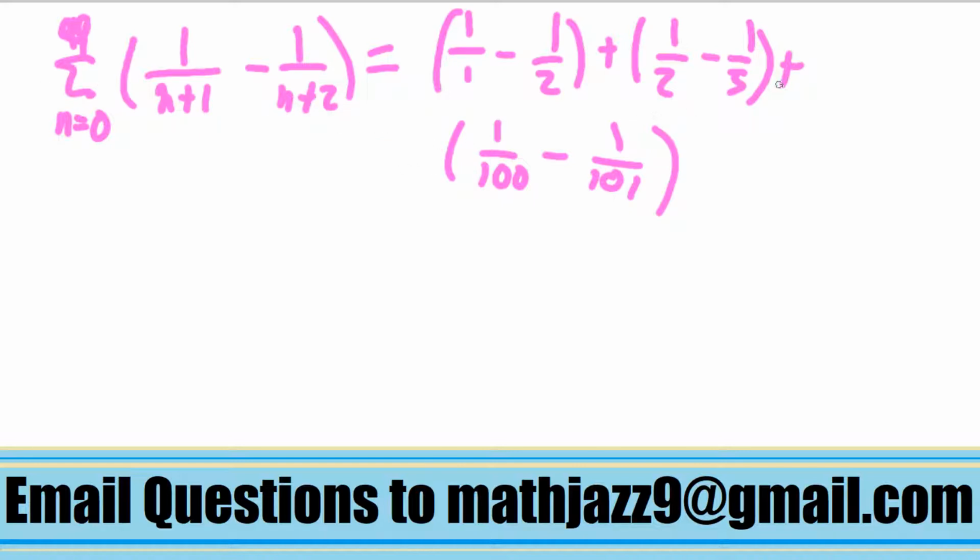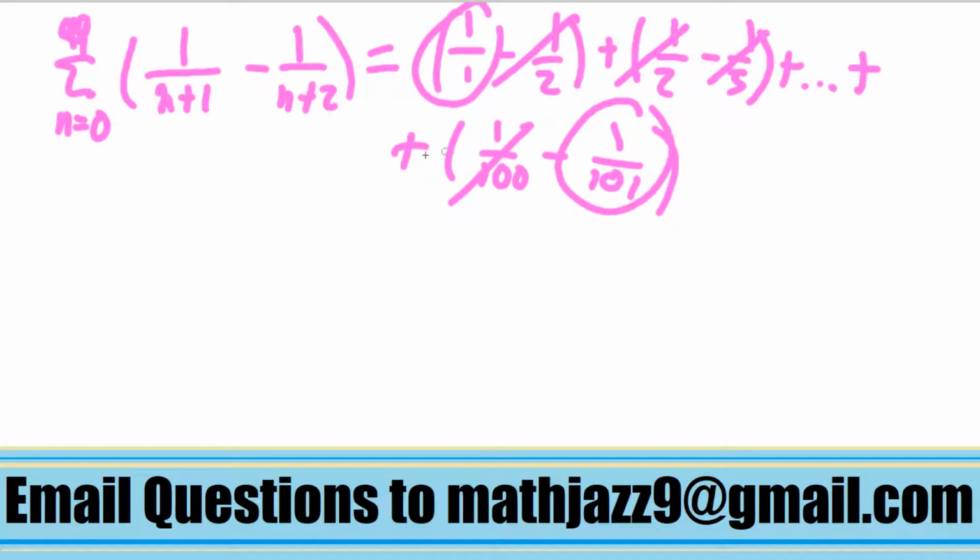So we have all of these terms all the way up to the last terms, 1 over 100 minus 1 over 101. What happens is each term cancels except for the very first term and the very last term. So it ends up being 1 over 1, which is just 1, minus 1 over 101, which is equal to 100 over 101. So that is our answer to this problem.